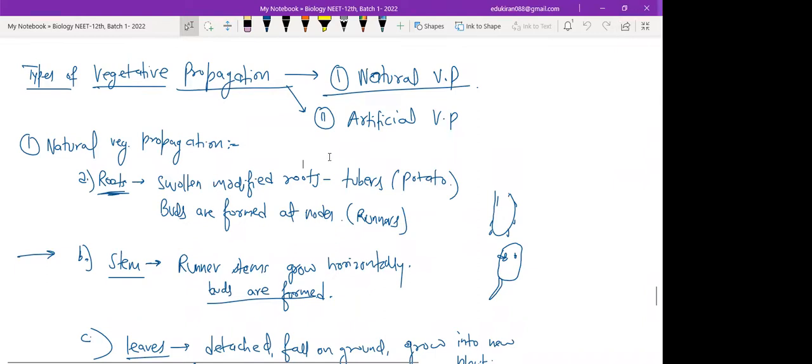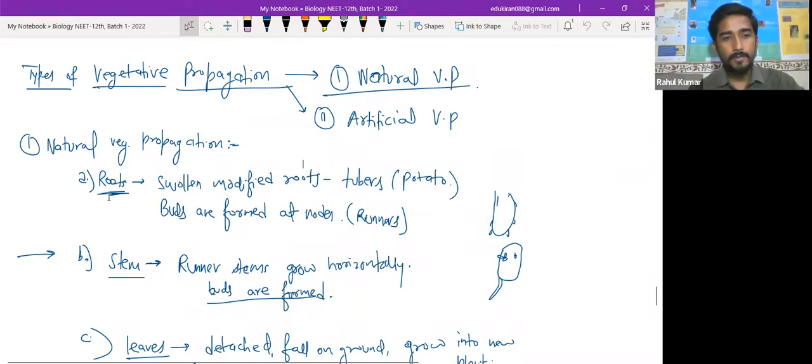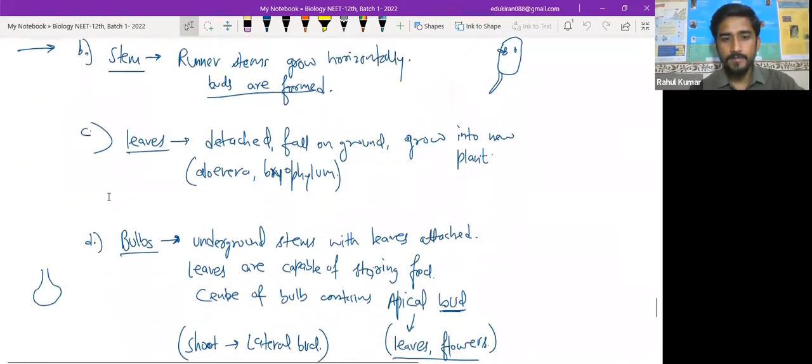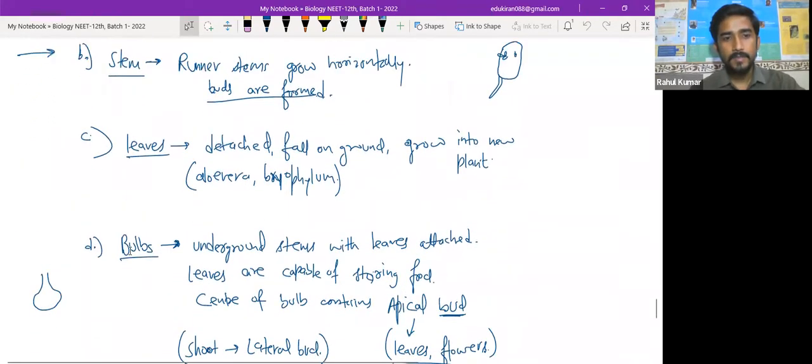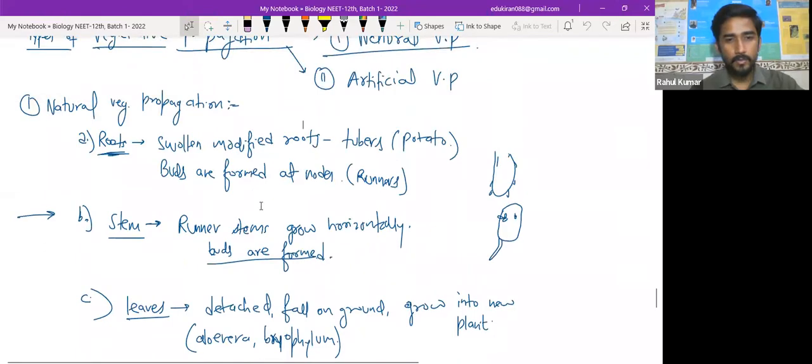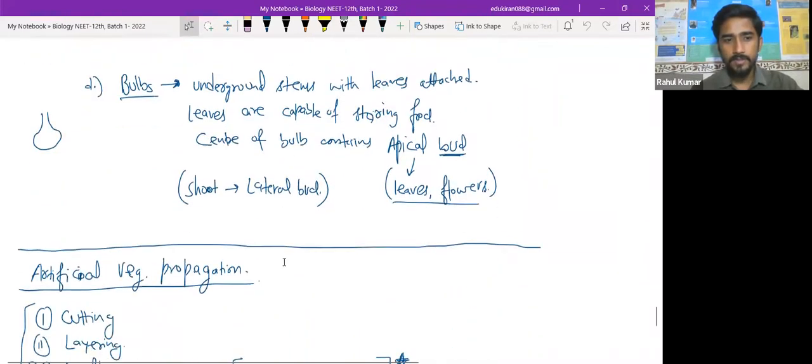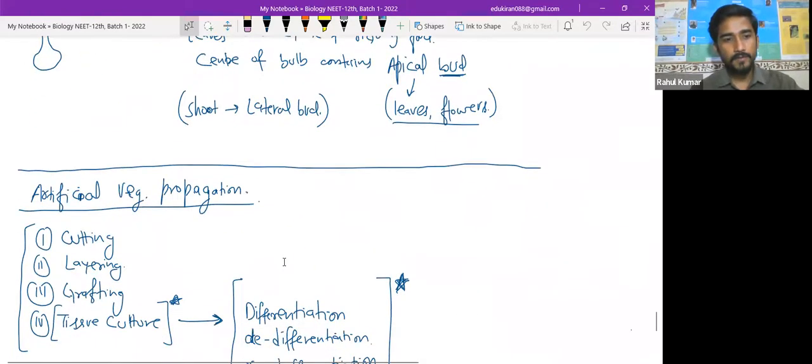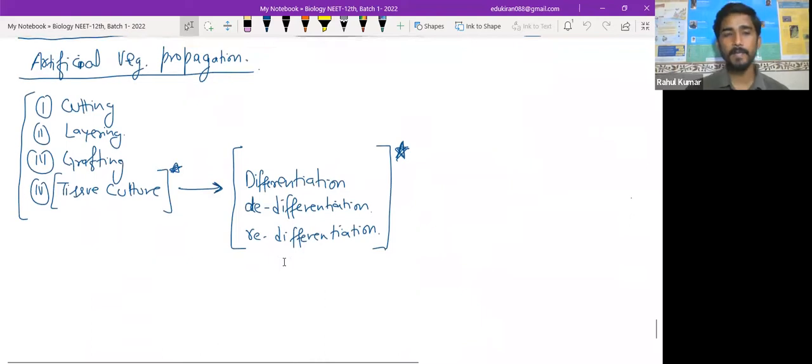Yes. So naturally it can happen through roots, stems, leaves, and bulbs. And it's clear: root, stem, leaves, and bulbs, no doubt in this. Today we have to start with the artificial ones. Basically, these are the types of vegetative propagation that we carry out. Did I give you the definition for the artificial one? Should I give it again?